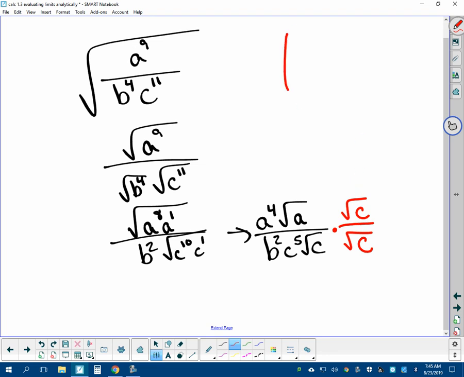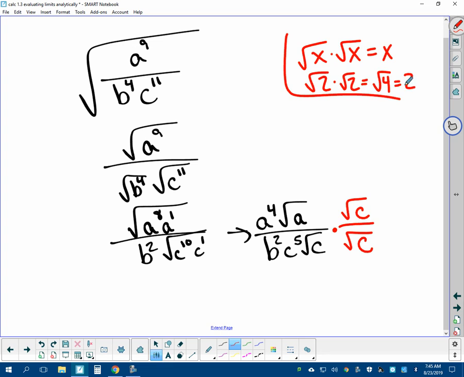And we know, from a little property up here, if you multiply the square root of x times the square root of x, it's just x. Think about that with numbers. The square root of 2 times the square root of 2, you'd multiply the 2 and the 2 and get square root of 4, but isn't that just 2?